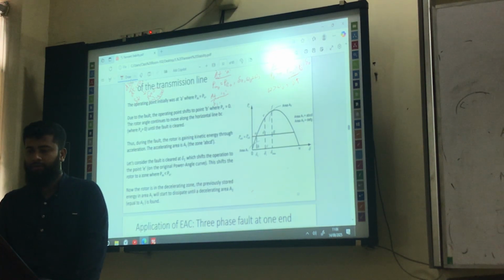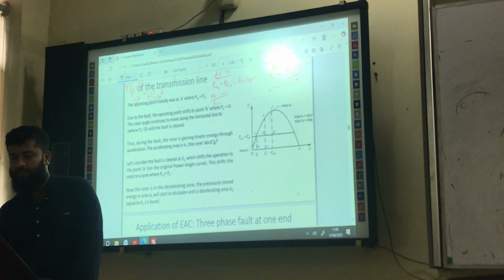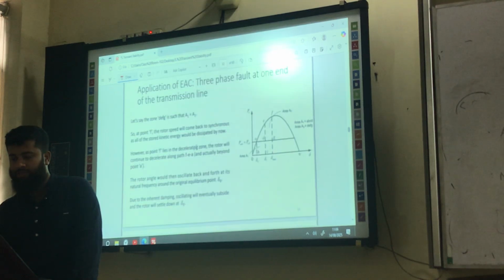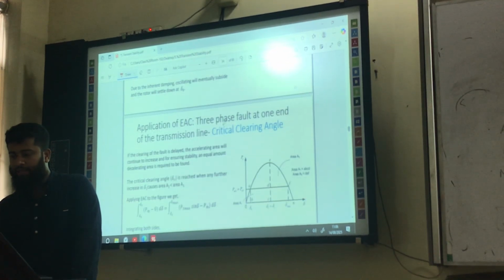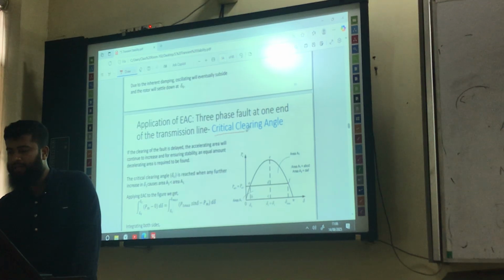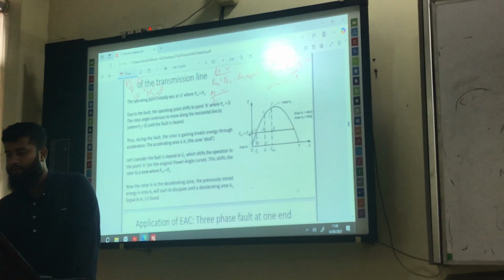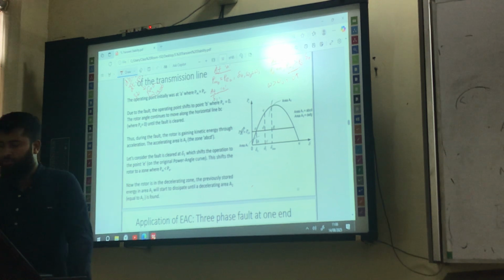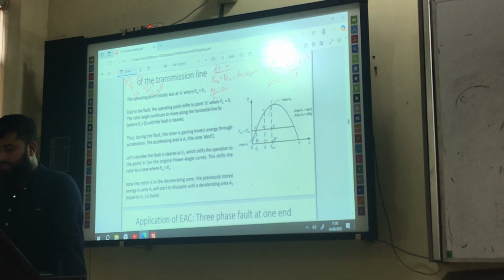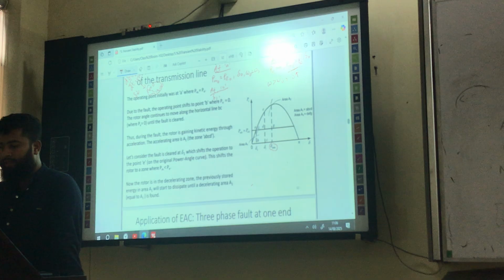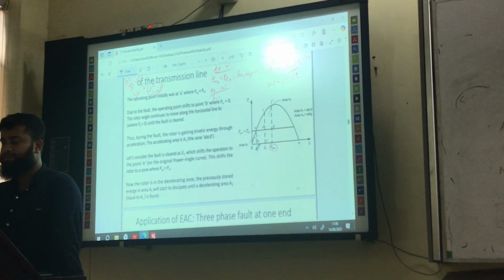Whatever I have discussed, all the things are written over here. You can read these by your own. And then an important concept is critical clearing. So let's come here. This is our delta max, the maximum zone for this case, so this should be treated as delta max. This is delta 1 and the operating point was at delta 1. Now this is the accelerating area A1 and this is the decelerating area A2.